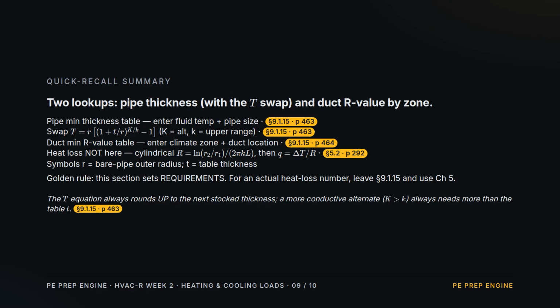Quick recall. Two lookups. Pipe: read the minimum thickness from fluid temperature and pipe size. And if your material is off range, resize it with the equivalent thickness equation. Capital K the alternate, little k the upper range value, little r the bare pipe radius. Duct: read the minimum R value from climate zone and duct location. The heat loss itself is not here. It's the cylindrical resistance back in Chapter 5. Golden rule. This section sets requirements. For a heat loss number, leave it, and use Chapter 5.